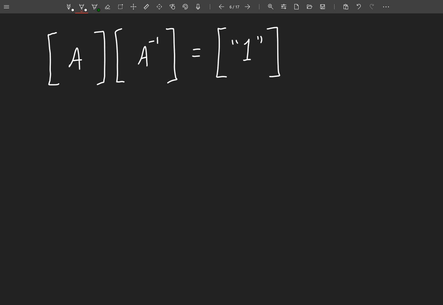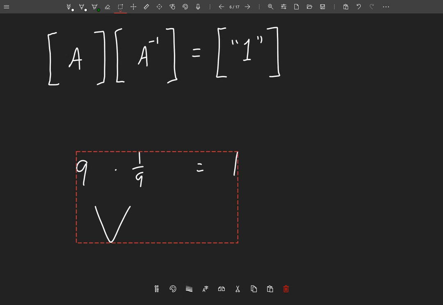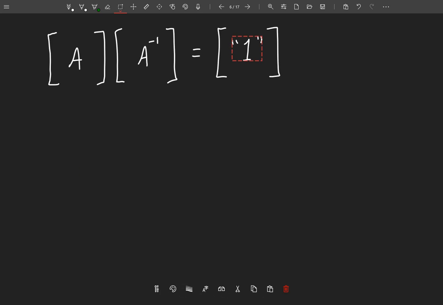Let me say that again. Just like 9 times 1/9 gives me 1, because these are inverses of each other, A and A inverse are inverses of each other. So just like 9 times 1/9 gives me 1, A times A inverse is going to give me, quote unquote, 1. But that's the 1 in matrix terms. So what does that mean? Well, I need to know what 1 looks like as a matrix. Let's do that first before we get into actually calculating these things.